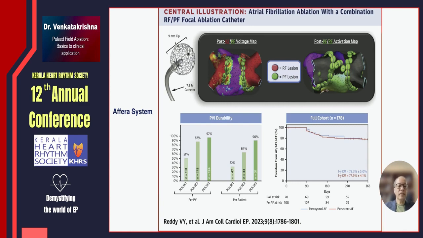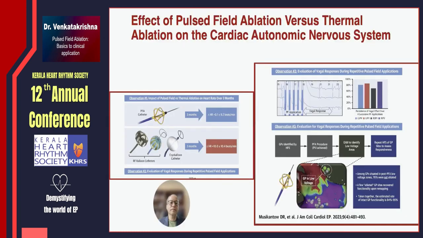The other system is the Afera system, which is a combination of RF and pulsed field ablation as the energy source, where posteriorly pulsed field ablation was done and anteriorly RF. I'll compare both sides, and the outcomes are fairly similar. And in this, pulse 1, pulse 2, and pulse 3 refer to the optimization protocol over a period of time, and the outcomes were fairly similar to what we have seen before, with almost a 80% success rate with respect to the outcomes.